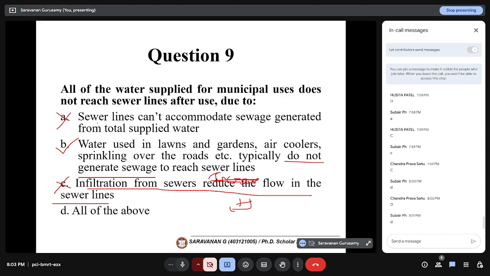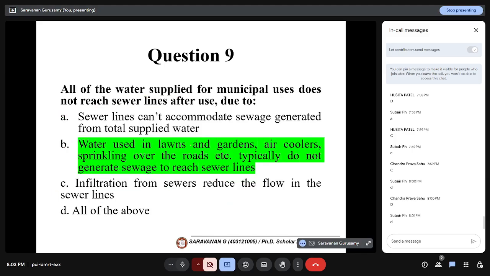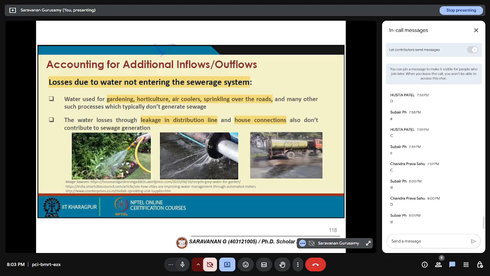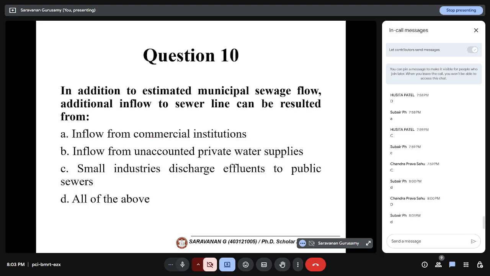Can you read again? Sewer line cannot accommodate. That is wrong. Infiltration will add. It will not reduce the sewage flow. Only lawns, garden sprinklers, road sprinkling will reduce the sewage. So that's why water supplied is not equal to the water reaching the sewer lines. So option B is correct. So that is considered in the loss.